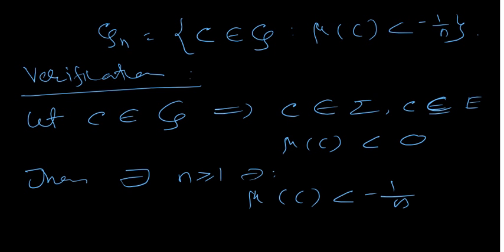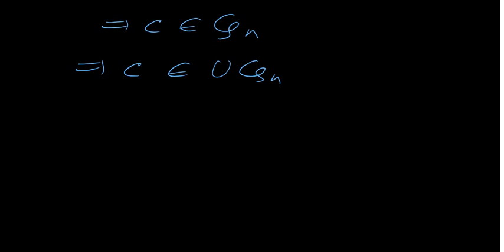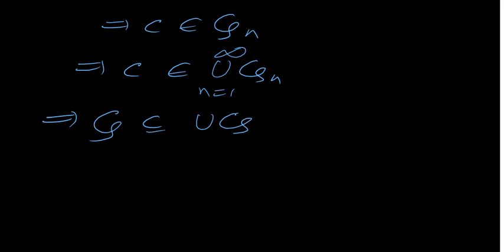So this implies that this C belongs to cursive Cn, because it's a property of cursive Cn. So C belongs to the union of cursive Cn, n running from 1 to infinity. That means cursive C is a subset of the union of cursive Cn, because you have chosen this C from cursive C. And the converse is also true.